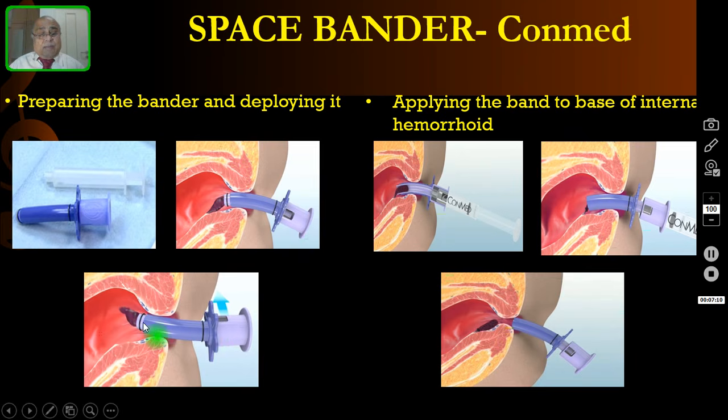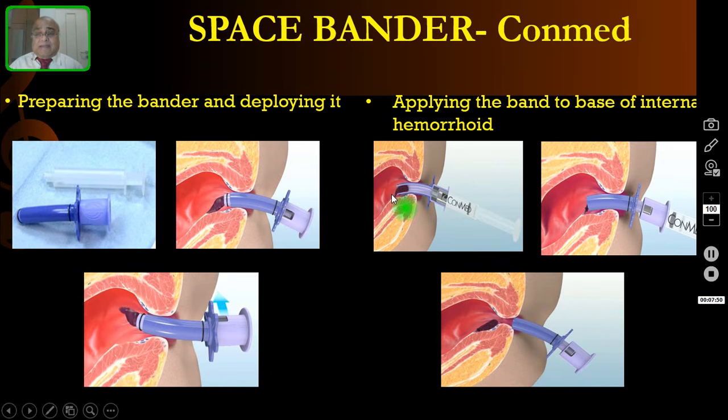You can apply it either facing upwards if the hemorrhoid is situated on the upper side, or facing downwards if the hemorrhoid is in the lower part of the rectum. So you have to apply it like this, and then you can attach the syringe to this area here. You can suck so that a vacuum will be created, and the hemorrhoidal plexus will be sucked in like the esophageal variceal banding. Almost the same mechanism, but here we are using the syringe to create the vacuum.